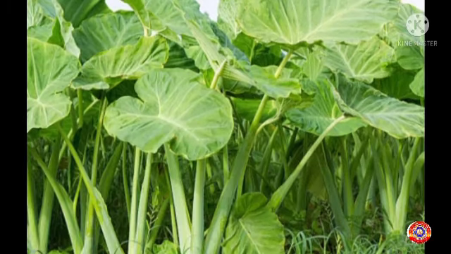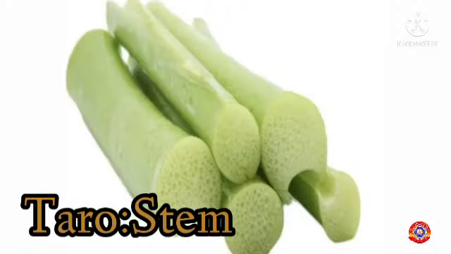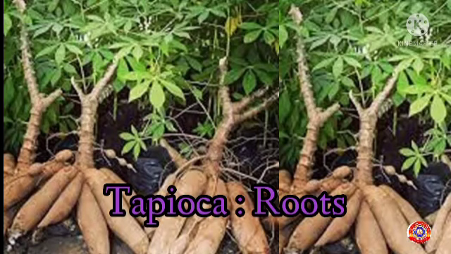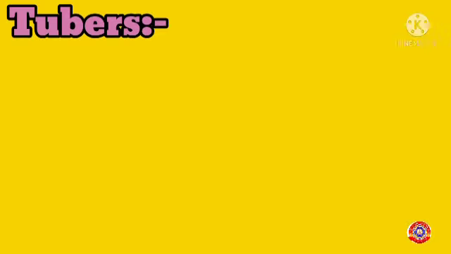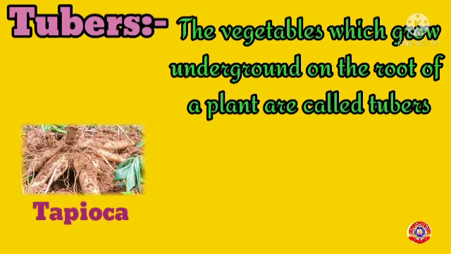Can you identify this plant? Yes, this is taro. In this plant, food is stored in the stem. Can you identify this one? Yes, this is tapioca. In the tapioca plant, food is stored in roots. The vegetables which grow underground on the root of a plant are called tubers. Here, tapioca is a tuber.